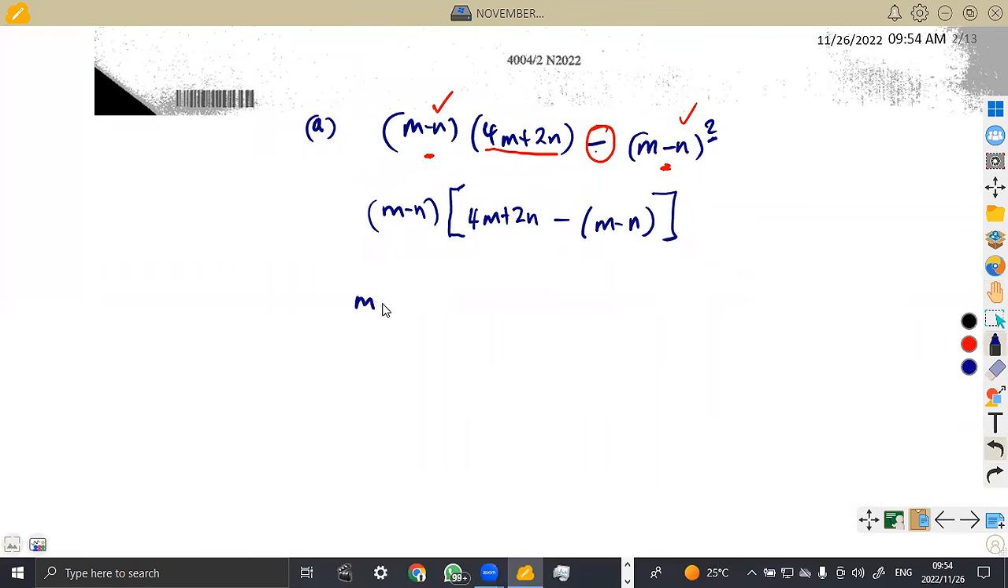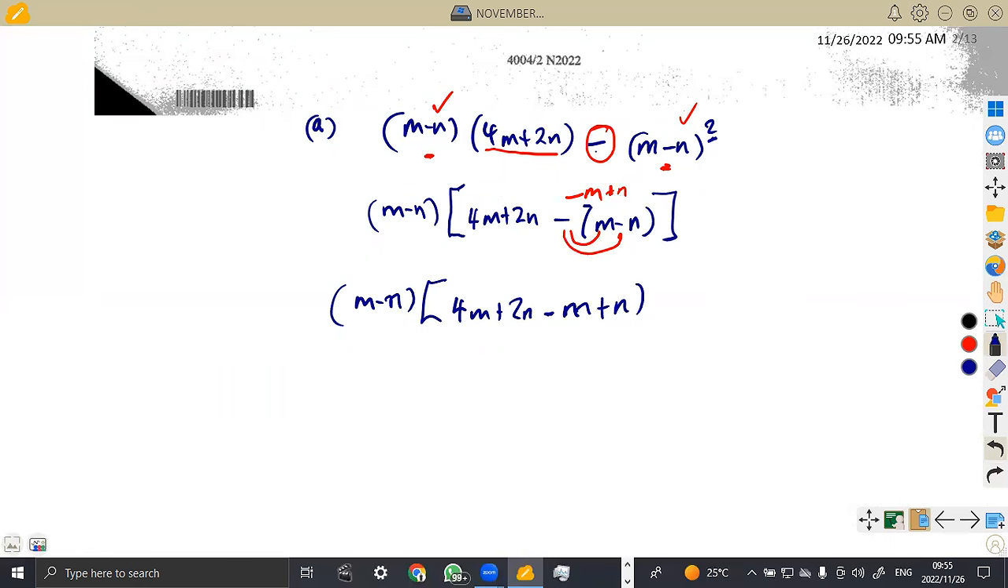So we're going to have m minus n, which is this first bracket. From the inside bracket, there is a minus, which is going to affect here: minus times m gives us negative m, minus times minus n is going to be a plus n. So that means we are going to have 4m plus 2n. Remember, this one is now minus m, sorry, and this one is a plus n.